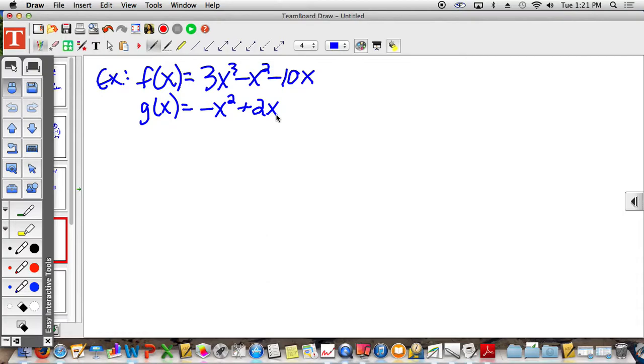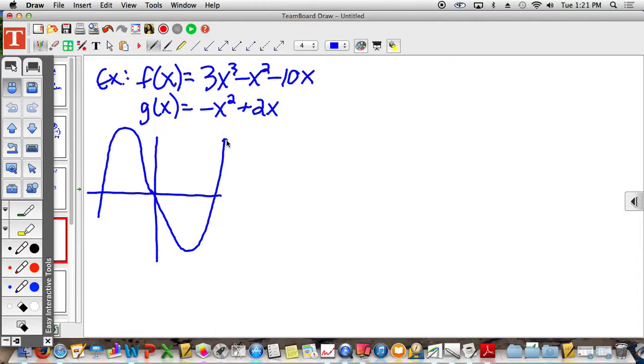All right, so 3x cubed minus x squared minus 10x. Go ahead, graph it, you guys. Get an idea of what it looks like on your calculator. Find at least the x-intercepts to kind of give you some direction on how this thing looks. According to what I have on my paper, it looks roughly like this.